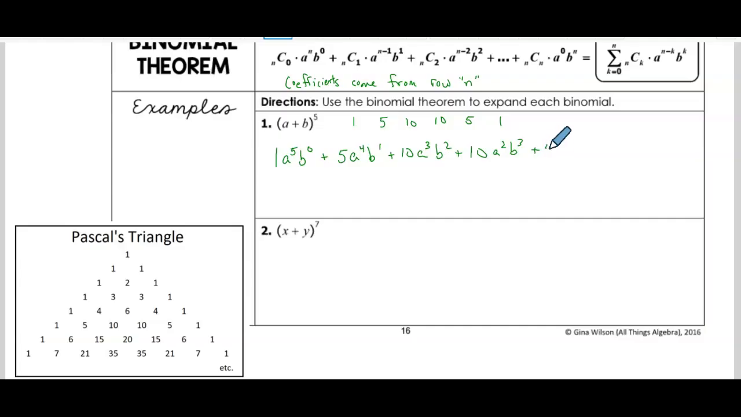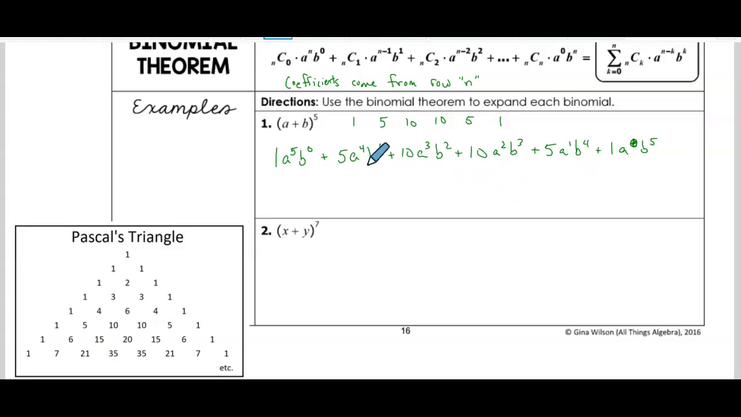Fifth term's a 5. A is 1 power down. B is 1 power up. And the sixth term is a 1. A is 1 power down, and B, down to 0. And B is 1 power up to 5.